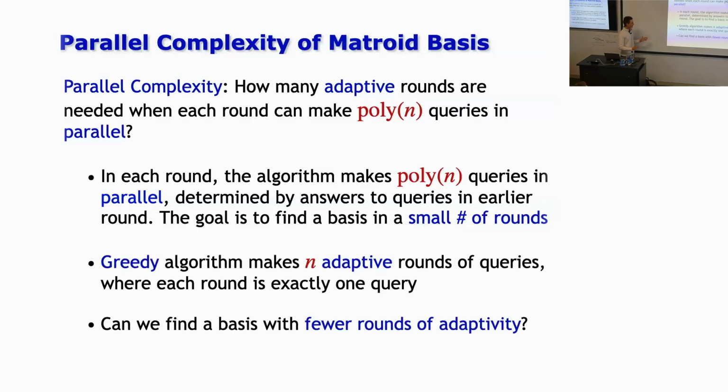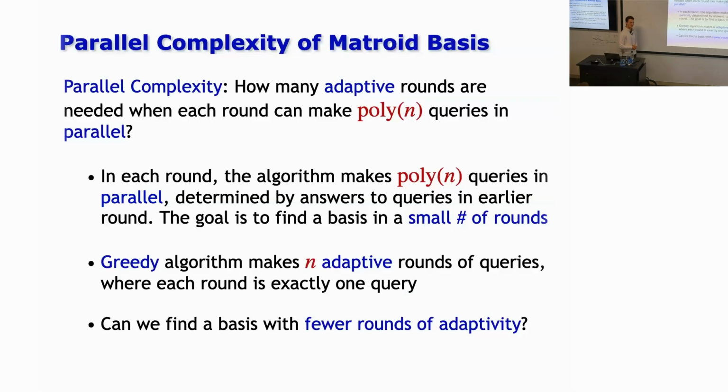In particular, the greedy algorithm that we just looked at made n adaptive rounds of queries, where in each round there was exactly one query. And so what we're asking is, we're going to bump up the number of queries per round. Instead of one query per round, you're allowed to make a polynomial number of queries per round. But you're asking whether you can reduce the number of adaptive rounds of queries.